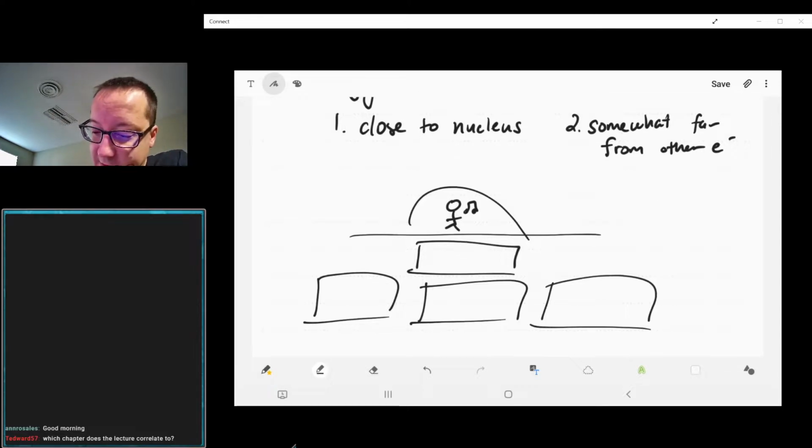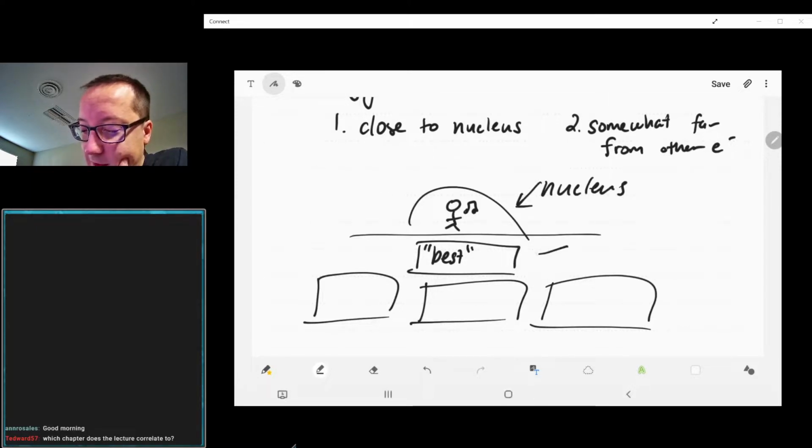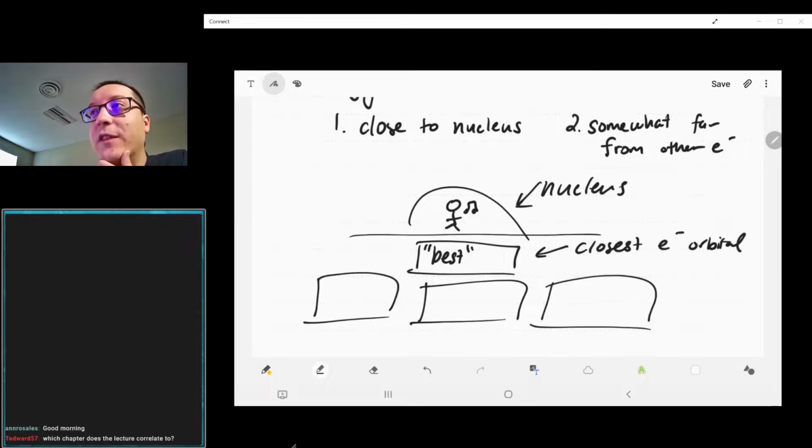The best seats in the house would be up close and personal with the artist. We're going to see that this corresponds basically to the nucleus, and this is going to be the closest electron orbital, the best seat, the closest that you can get. That close area is pretty small.